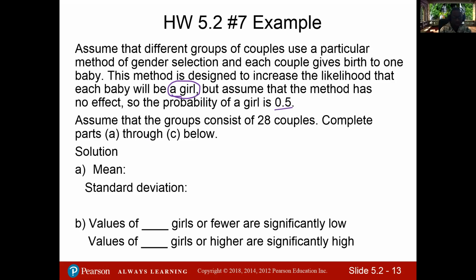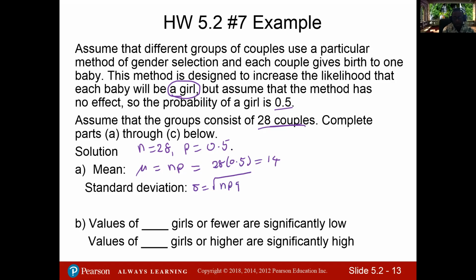Now assume the groups consist of 28 couples. Complete parts A through C. So what we have there, my n is 28, because of the 28 couples. What is the probability of success? Getting a girl, it is 0.5. And so to find the mean, this is equal to n times p, which is 28 times 0.5, and that gives me 14. The standard deviation, sigma, is equal to the square root of npq. Of course, your q is also 50%.